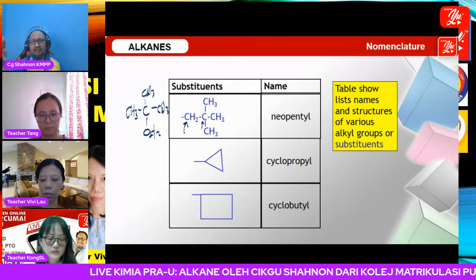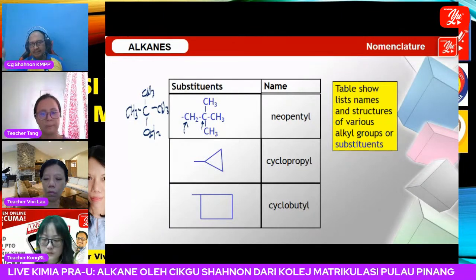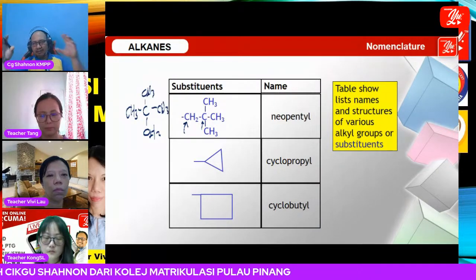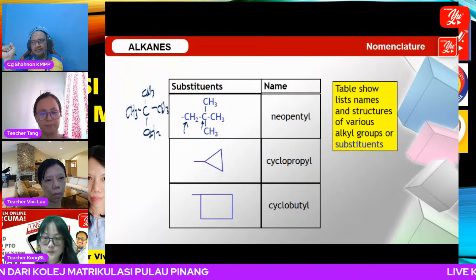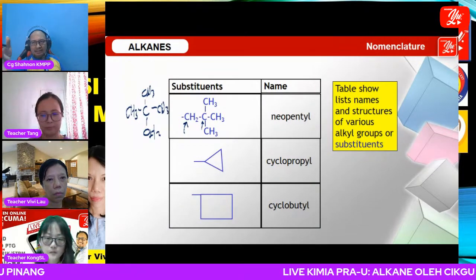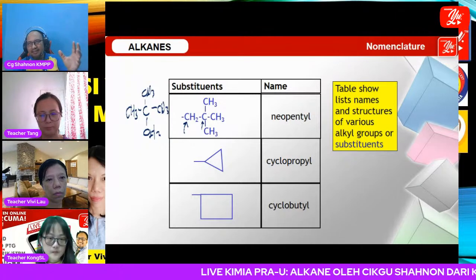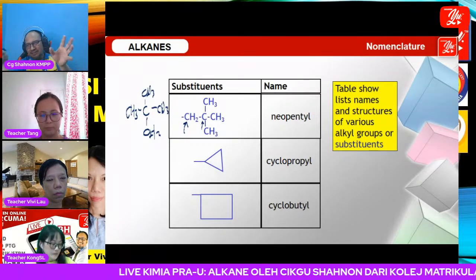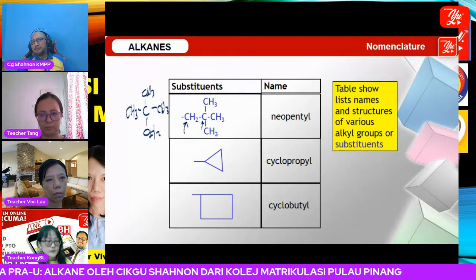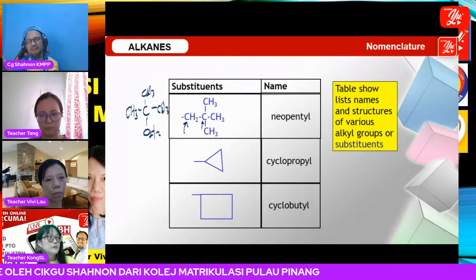Neopentane, and neopentane is not an IUPAC name. It is a general name, and the name is very popular. So neopentane, when it becomes an alkyl, they just change the pentane there to pentyl. So the substituent becomes neopentyl.